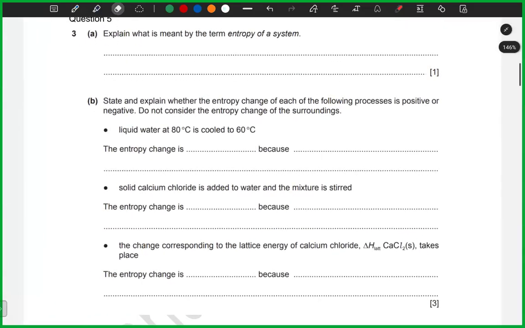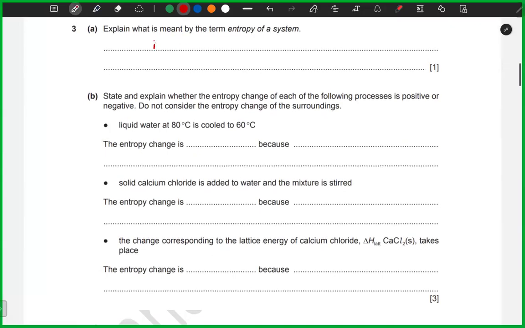First one. What is meant by the entropy of a system? It is the measure of disorder of a system. It is the measure of disorderness of a system.